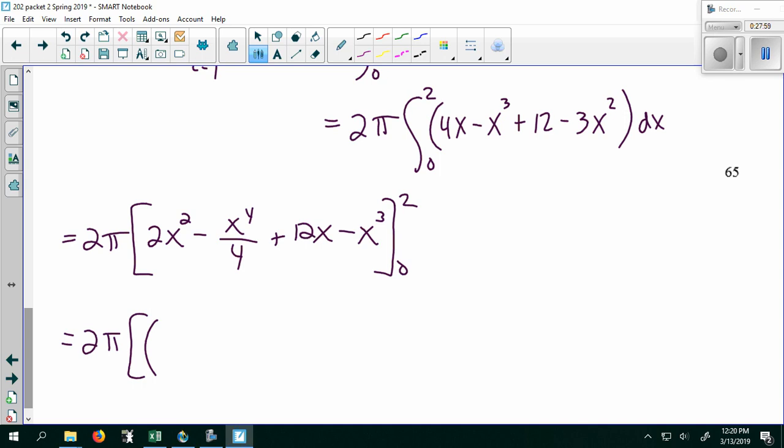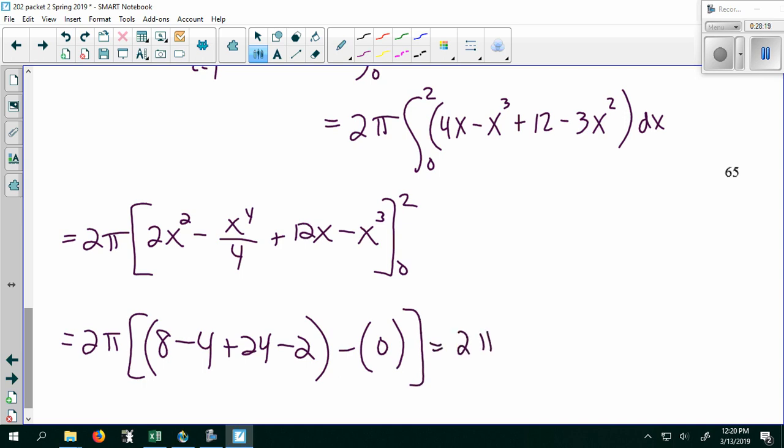Okay, so if I plug in a 2, I get 4 times 2 is 8. 2 to the 4th is 16 over 4 is 4. 12 times 2 is 24 minus 2. And then when I plug in a 0, I get 0. So this is 2 pi times 8 minus 4 is 4. 4 plus 24 is 28. Minus 2 is 26.